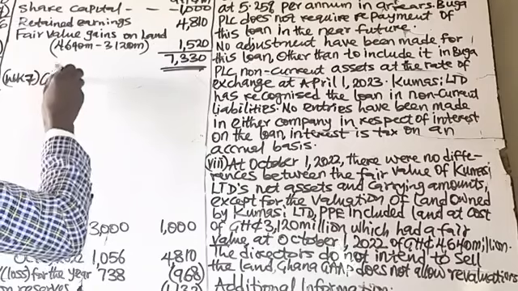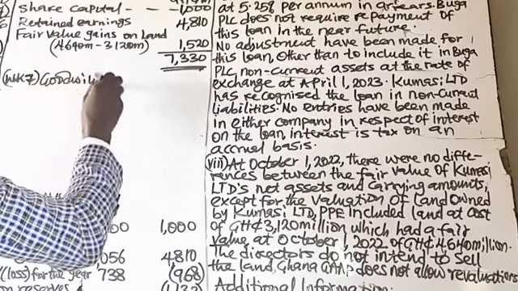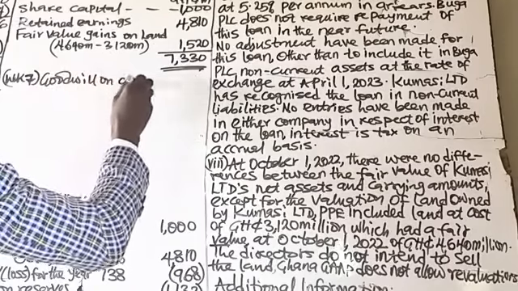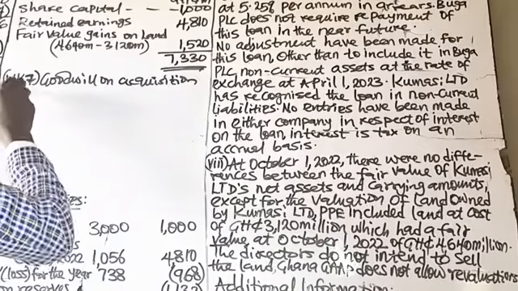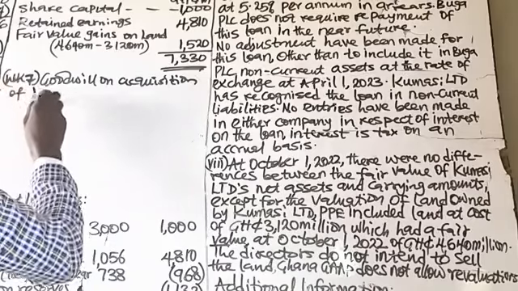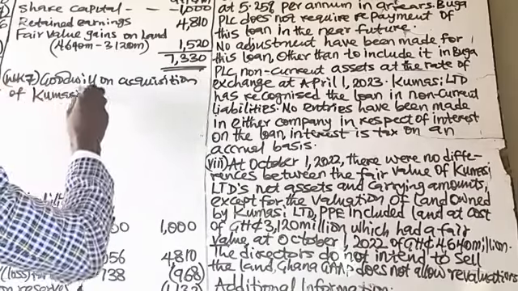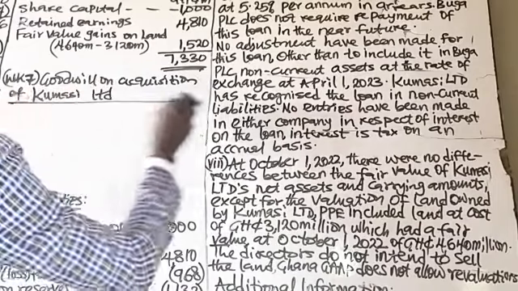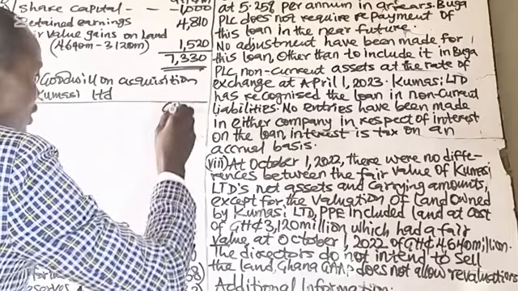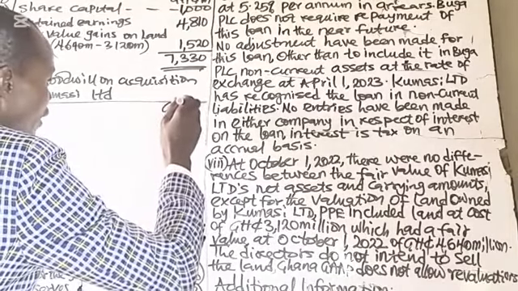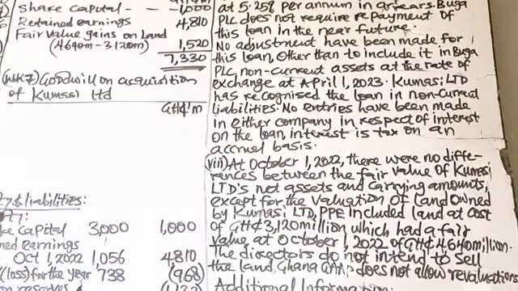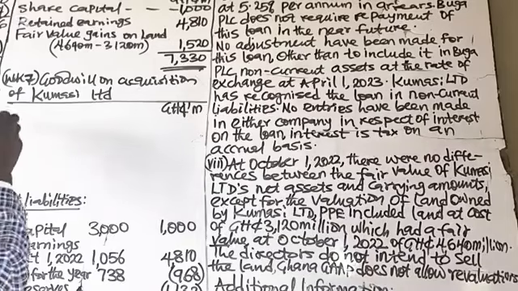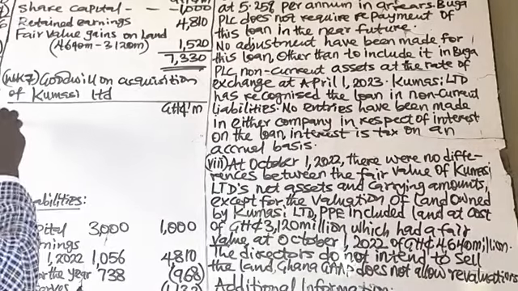Goodwill on acquisition of Kumasi Limited. Remember to calculate goodwill. I said goodwill should be calculated in foreign currency, Ghana cedis. And to calculate goodwill, we start with the purchase consideration.